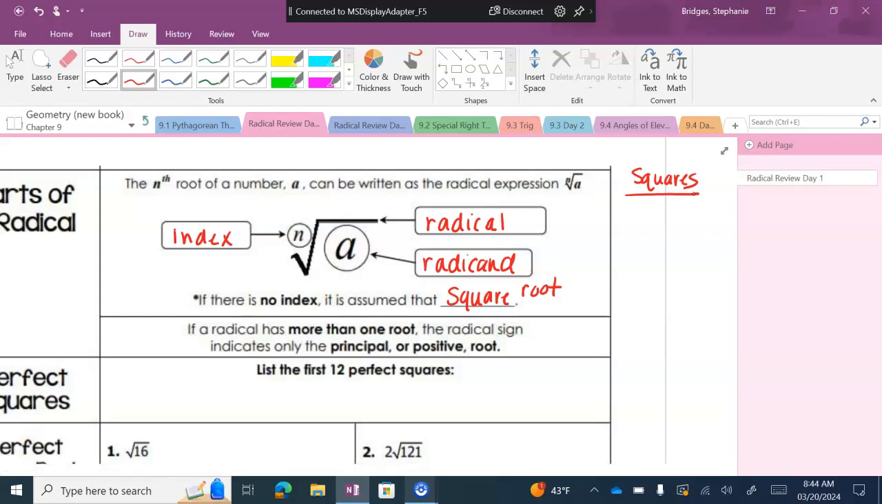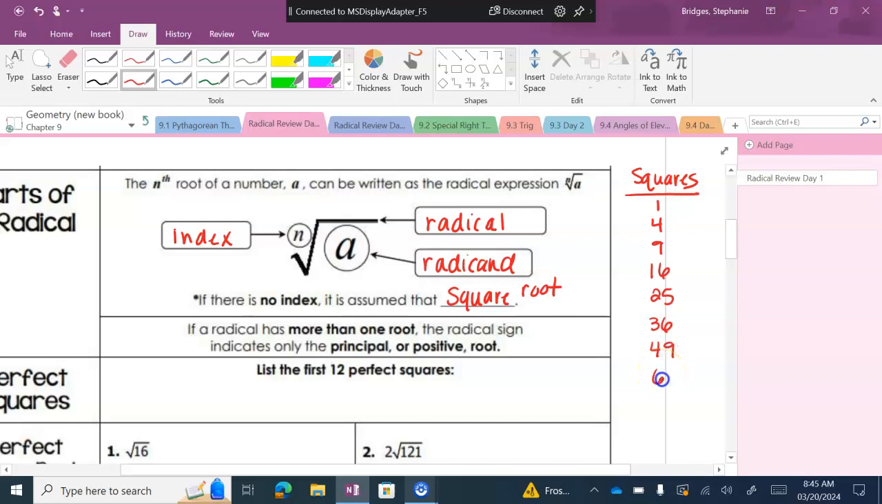So you said 1 times 1 is what? 1. Okay, so that's my first perfect square. We don't generally use 1 because dividing something by 1 doesn't change it, right? What's 2 times 2? 4. So my next perfect square is 4. And we're going to continue on. 3 times 3 is 9. 4 times 4 is 16. 5 times 5 is 25. 6 times 6 is 36. 7 times 7 is 49.